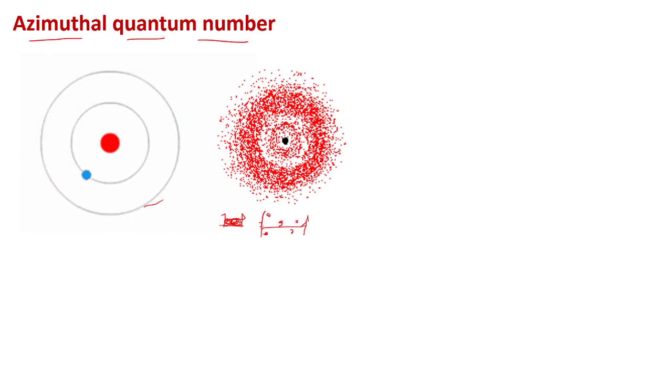In this particular picture, you can see that finding the electron is maximum in the region where there is a dense cloud, and the probability of finding the electron in its periphery is slightly less. So basically it is a number which tells me that the probability of finding the electron 90% of the time is somewhere in the dense region. Now this is what is called the azimuthal quantum number.